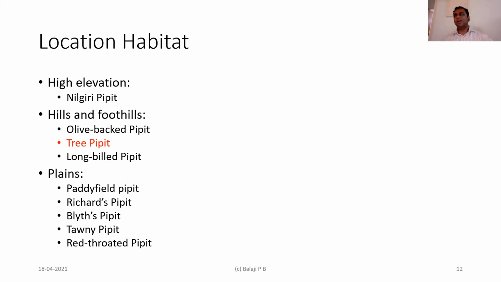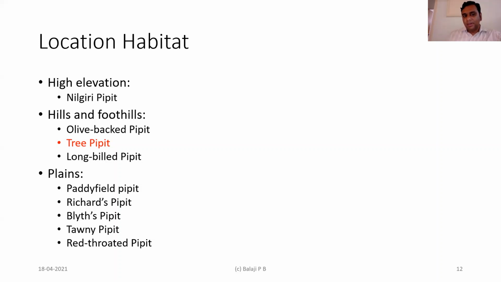Second is what kind of habitat you are seeing the bird in, whether it is in the hills. For example, the Nilgiri pipit, typically if you see it, it is in high elevation. High elevation in the sense of 1,500 meters and above. So if you are seeing it in the plains or the foothills, you can be very sure that it can't be a Nilgiri pipit. The lowest elevation in which the Nilgiri pipit has been recorded is 1,000 meters. So if you are seeing a pipit in Coimbatore, you can be very sure that it is not a Nilgiri pipit because it is restricted to high elevations.